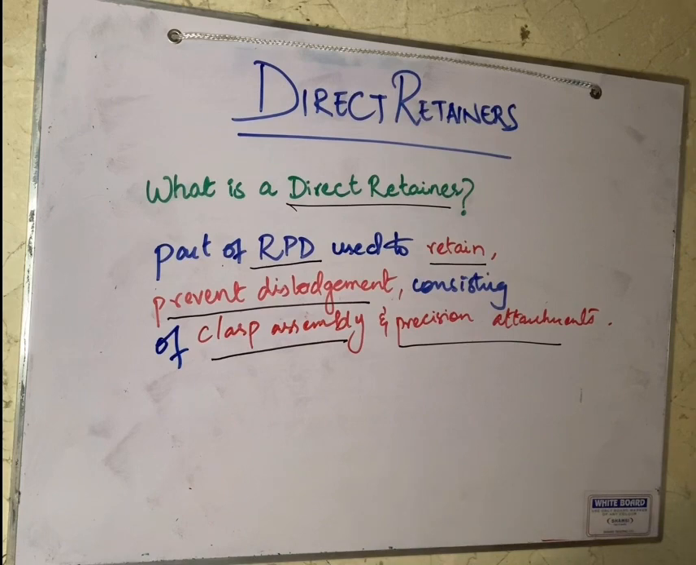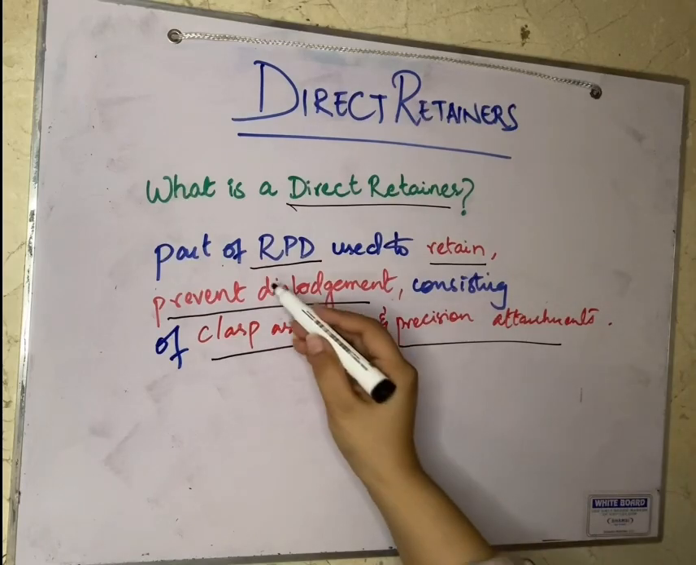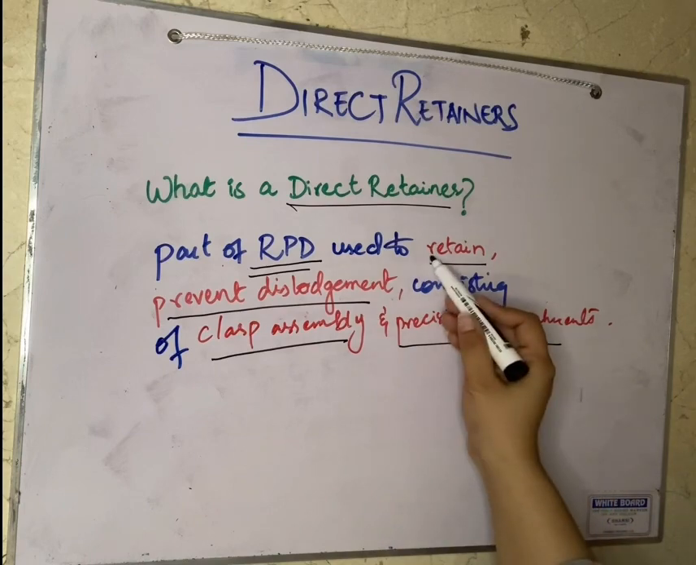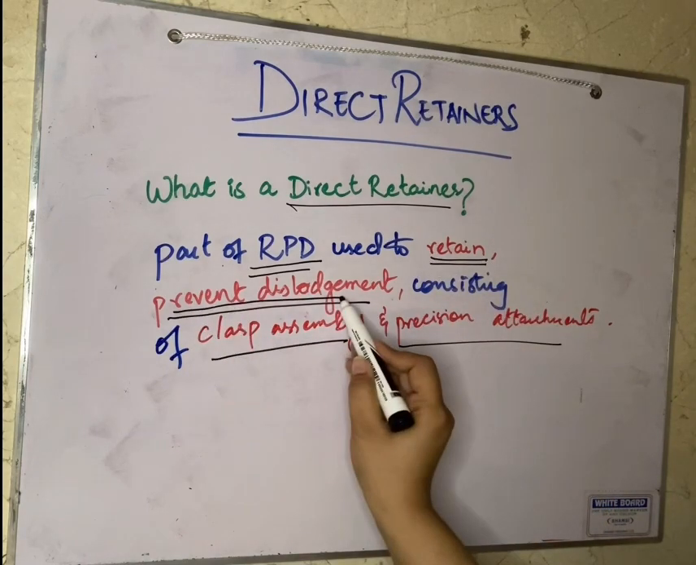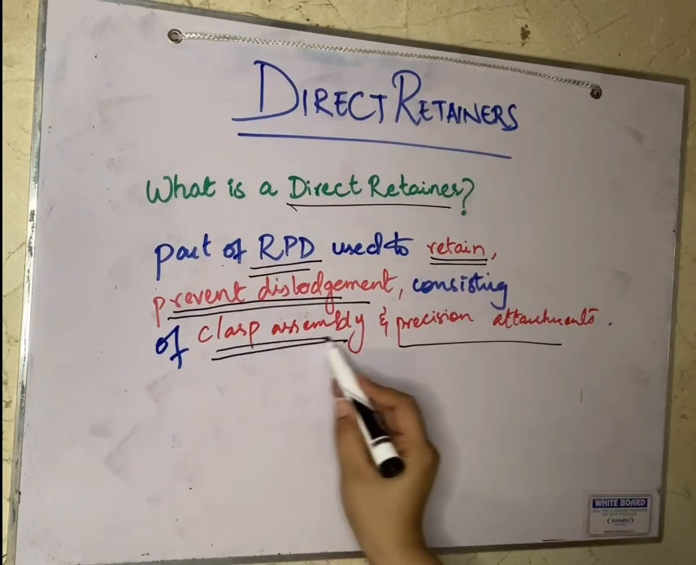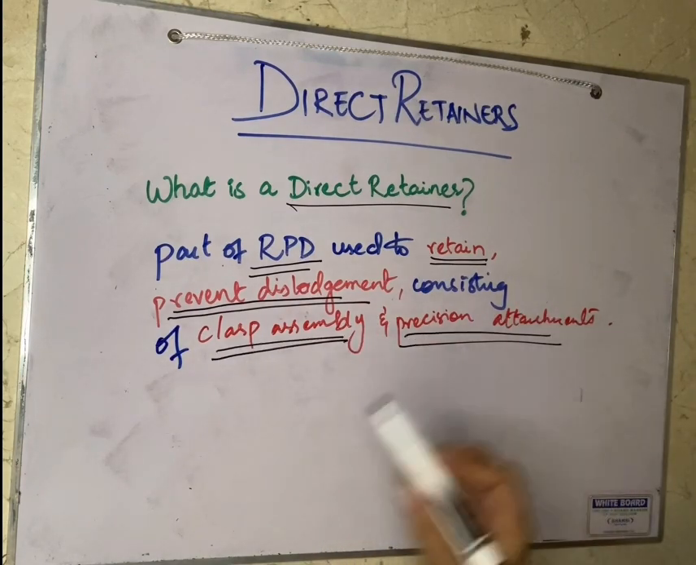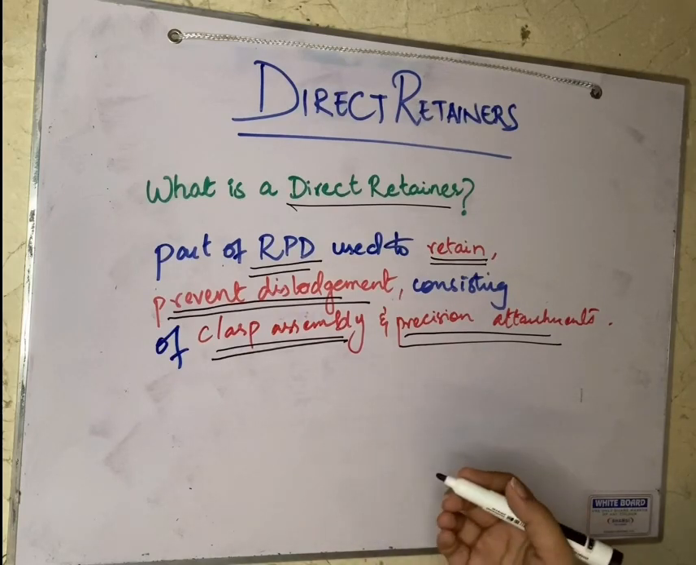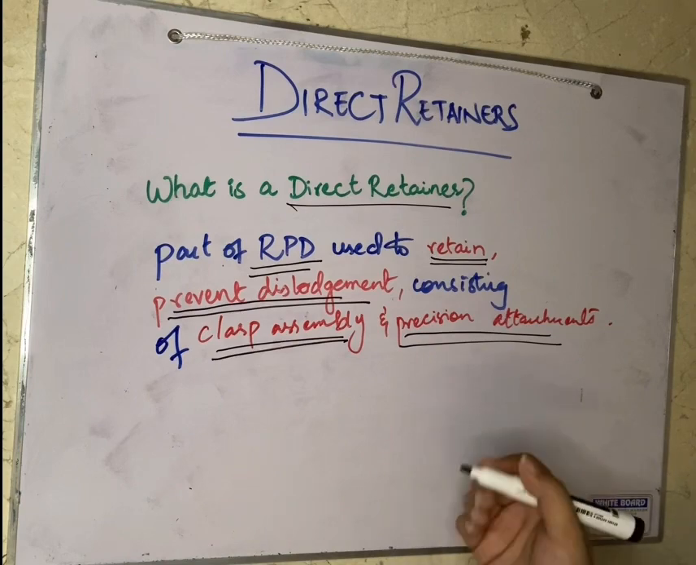Today we'll be discussing the topic of direct retainers in detail. So what is basically a direct retainer? A direct retainer is considered a part of the removable partial denture that is used to retain and prevent dislodgement, and consists of clasp assemblies and precision attachments. Basically, it is a component of the RPD that engages abutments and resists the dislodging forces.